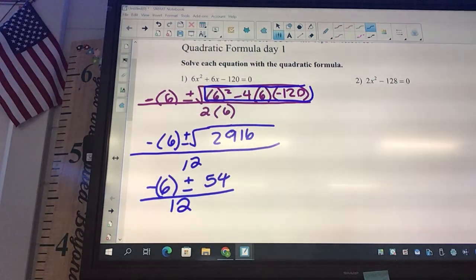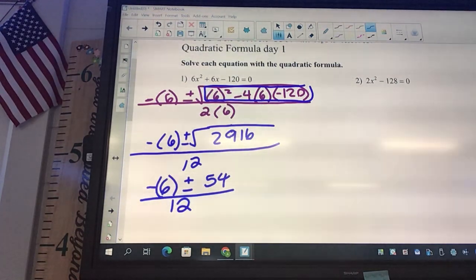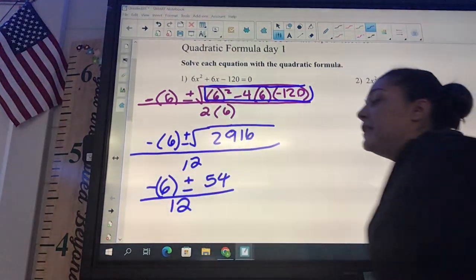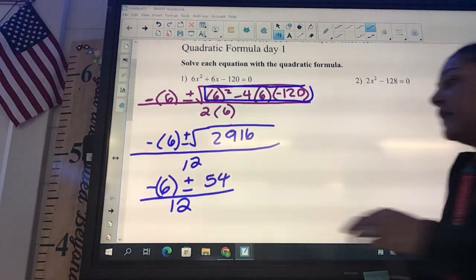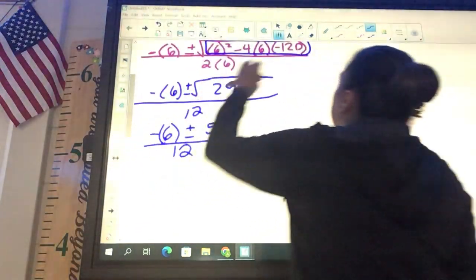Okay, last part, and I'm going to write it out the long way, but you're more than welcome to do it the short way. What this plus or minus means is that you're going to type it in twice on your calculator, one with a plus, one with a minus. So this is how you should be typing on your calculator.